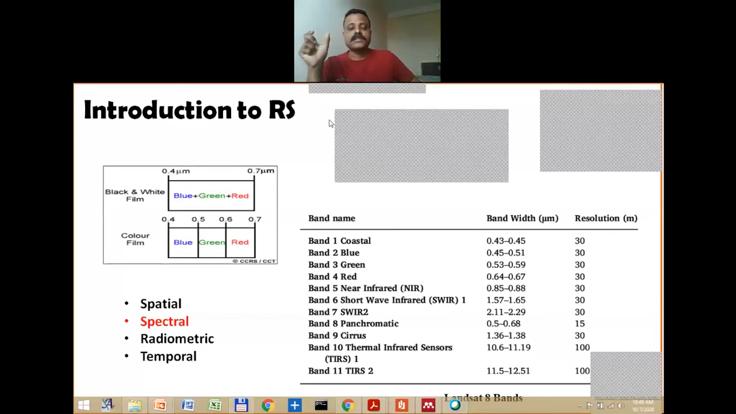So the first sensor, or the first band, has a wavelength starting from 0.43 up to 0.45 micrometer. That means that particular sensor is designed to capture the amount of energy that is being reflected, emitted, or scattered in the range of 0.43 to 0.45 micrometer, or 430 to 450 nanometer. So that is the spectral range for band number 1.